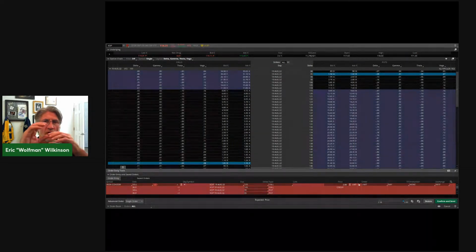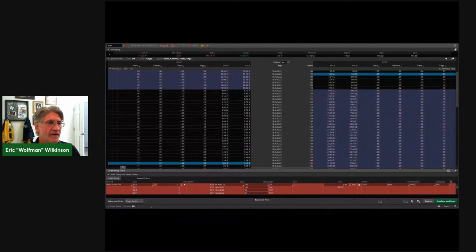And then you want to try and go further out if you can. But sell the put, define that risk by buying about 10 ticks out. If it's a $100 stock, we're looking at 10 ticks.